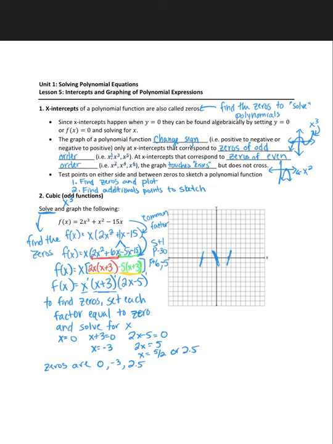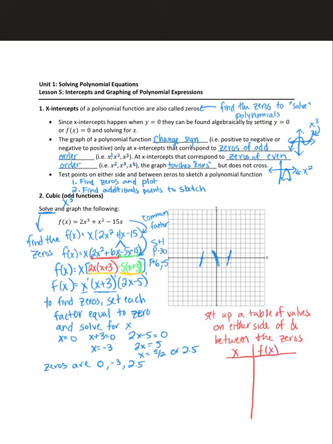All right. So let's set up a table of values on either side of and between the zeros. All right, so we'll have x, because this is f of x. You could do y too, but we'll do f of x on this side.